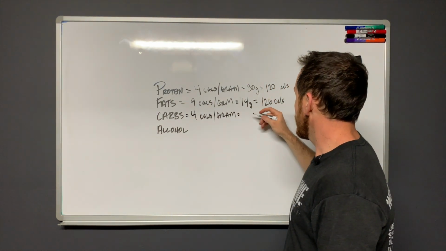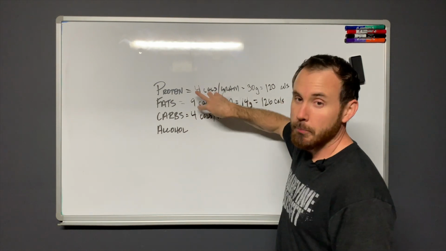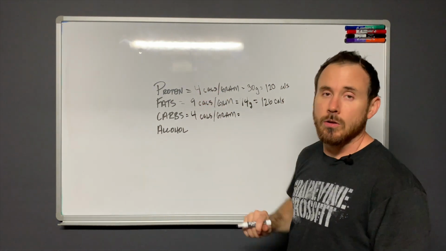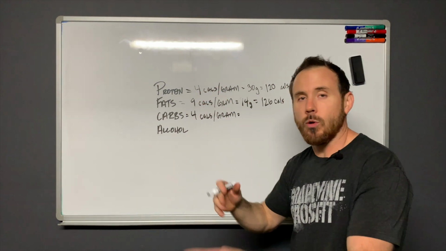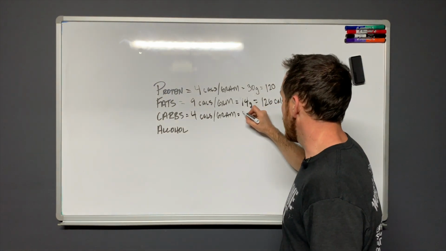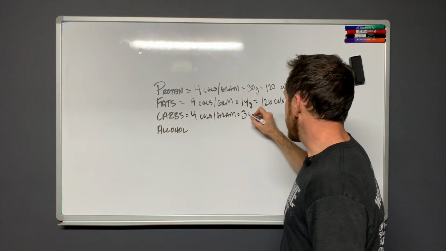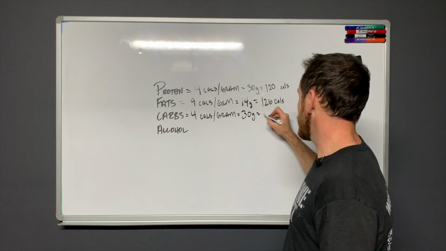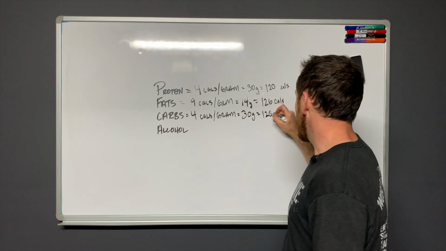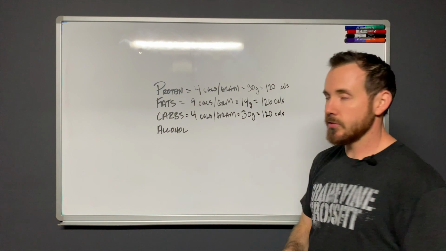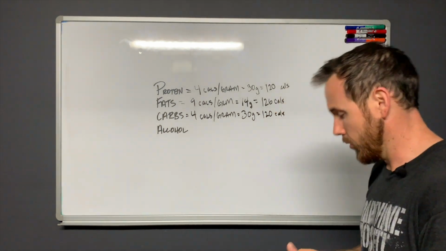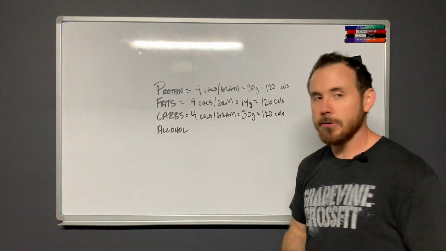Carbs: the good news about carbs is they also represent 4 calories per gram. This will come into more important play when we start figuring out where these numbers go, but let's say we had a food that had 30 grams of carbs in it, that equals 120 calories. So it makes the math easy, especially when you're working with these two together.